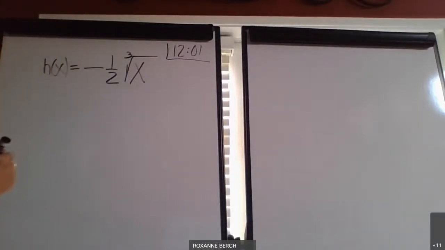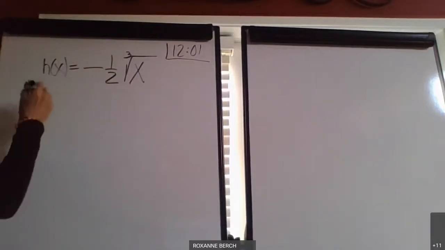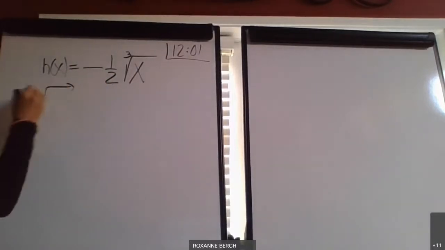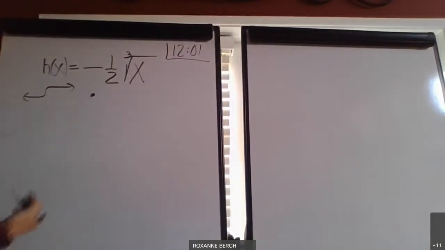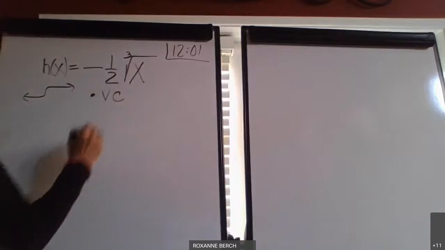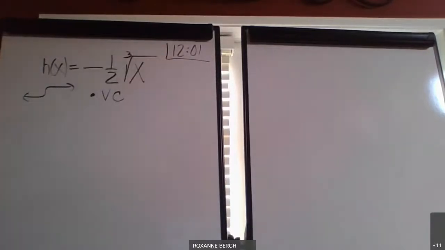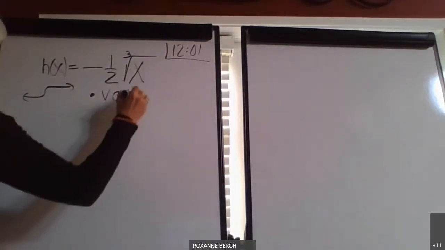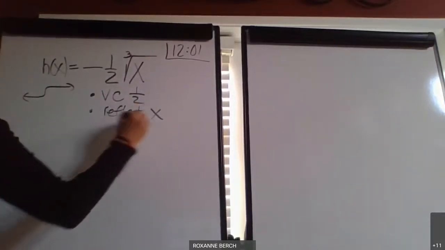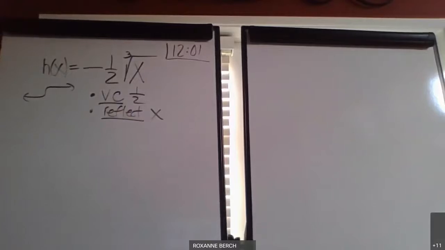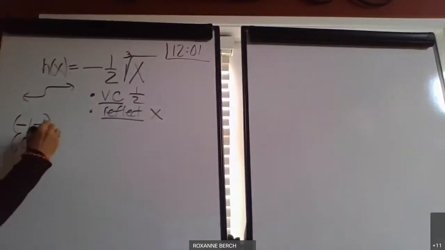So in this problem, the cube root does not go up and down. It goes sideways, left and right. And the transformation is vertical, so this is a vertical compression. Do not flip the vertical. You're only flipping the horizontal. Okay, so vertical compression by 1/2 and reflect x. The points for the cube root are the same as the cubic: left 1, down 1, 0, 0, right 1, up 1.